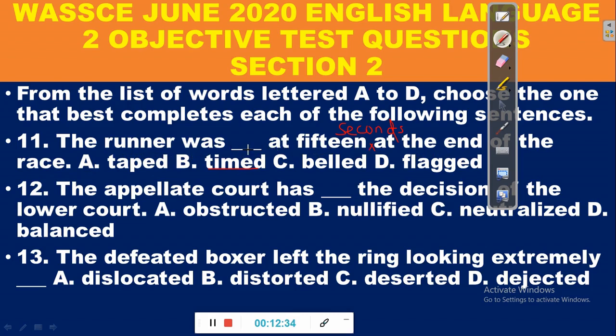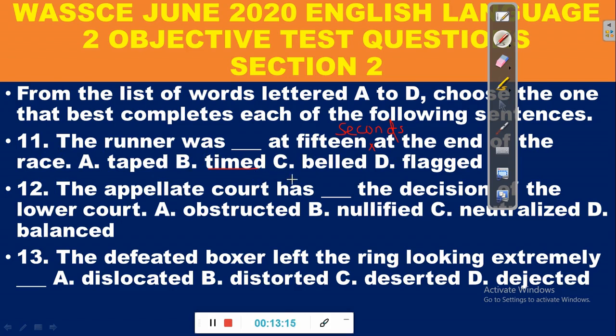The time was measured. From when the runner began at the starting point to when he got to the finishing line, it took 15 seconds. That was the measurement. So of course it is timing that can give us 15 seconds. You have to measure the time that the process has taken. So the appropriate option is timed. The runner was timed at 15 seconds at the end of the race. In other words, it took the runner 15 seconds to get to the finishing line.